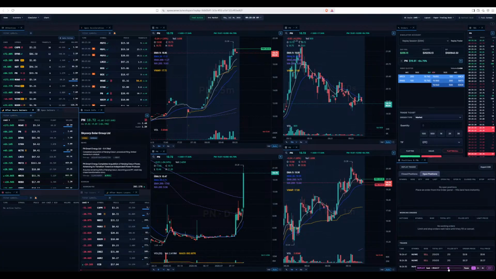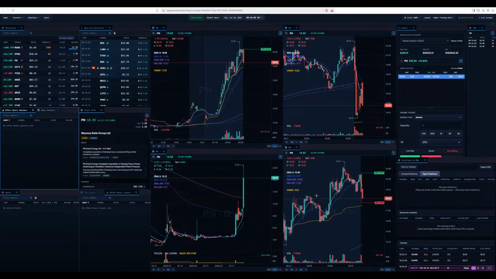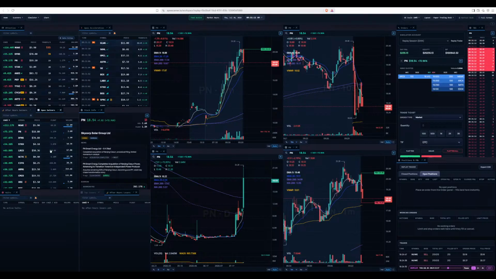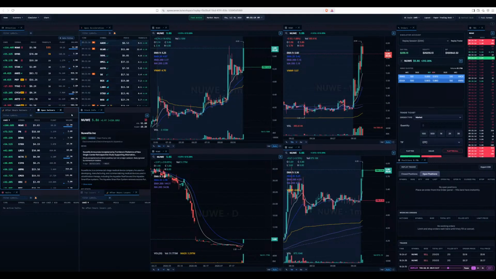Let's go a little ahead and let's see the market open at 9:31. Let's see what's actually moving. So PN is selling off aggressively at the market open. At the market open, the top gainers list basically goes off because at this point of time, everything is being tracked in the market. Let's go to NUWE.